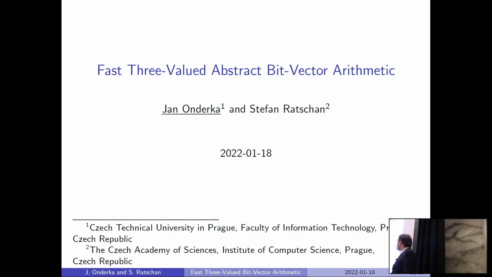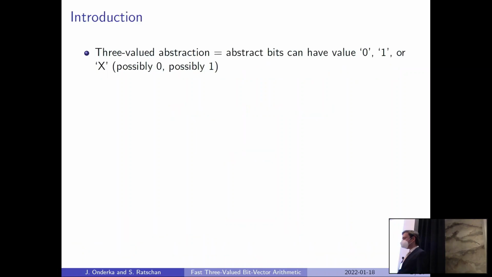My name is Onderka, and I'm a PhD student at the Czech Technical University in Prague. Together with my supervisor, Stefan Ratschan, from the Czech Academy of Sciences, we have written the paper Fast Three-Valued Abstract Bit Vector Arithmetic. I will start by saying what we mean by the three-valued abstraction.